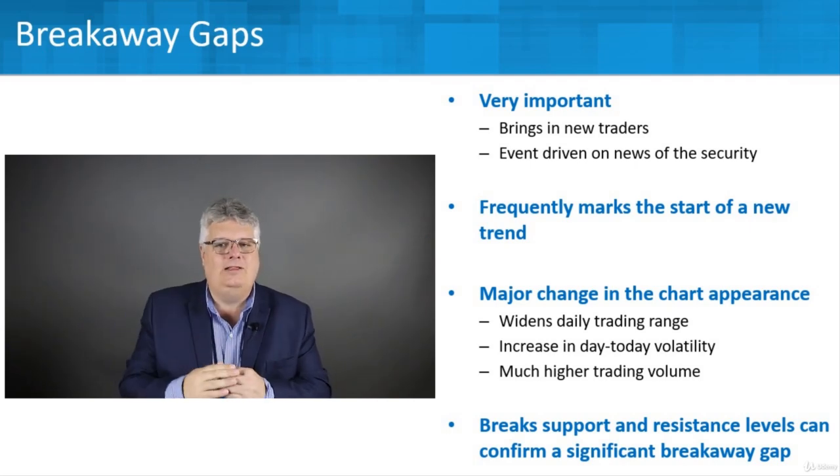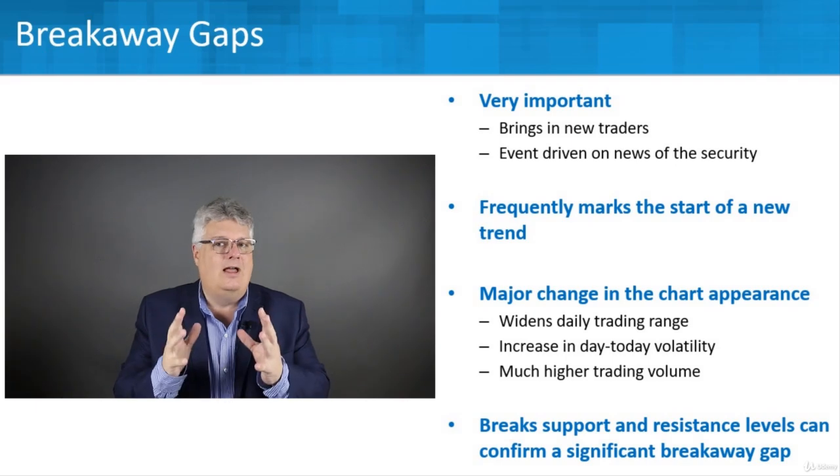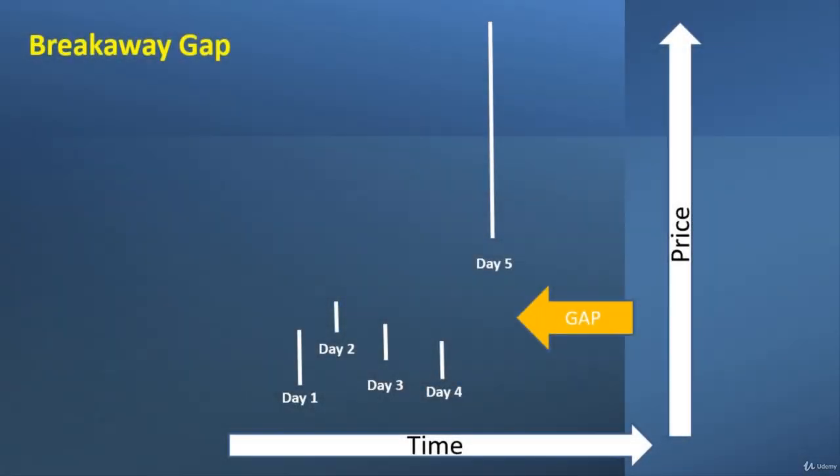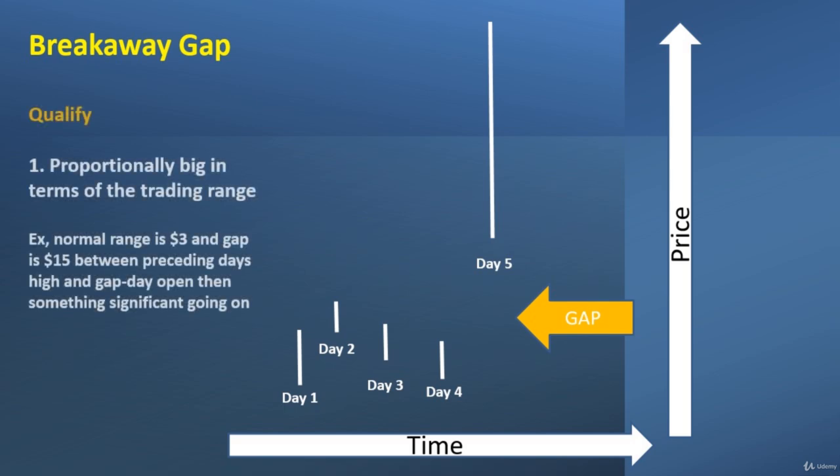And it is a significant leap in terms of the price, and we'll take a look at that now and how to trade on that visually. So in this example, we have an upward gap, right? We have a gap between day 4 and day 5 prices. And what you're really looking for is a couple of things. Ideally for a breakaway gap, you want it to be proportionally big in terms of the trading range. So for example, if the normal range is, let's say, $3 or whatever your currency is, and the gap is $15 between the preceding day's high and low, and the gap day then opens up higher than that, that might show you that something significant is going on.